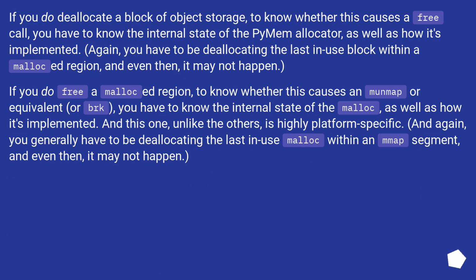If you do deallocate a block of object storage, to know whether this causes a free call, you have to know the internal state of the PyMem allocator, as well as how it's implemented. Again, you have to be deallocating the last in-use block within a malloc region, and even then, it may not happen. If you do free a malloc region, to know whether this causes a munmap or equivalent, or brk, you have to know the internal state of the malloc, as well as how it's implemented. And this one, unlike the others, is highly platform specific. And again, you generally have to be deallocating the last in-use malloc within a map segment, and even then, it may not happen.